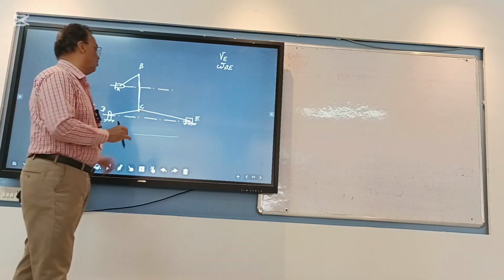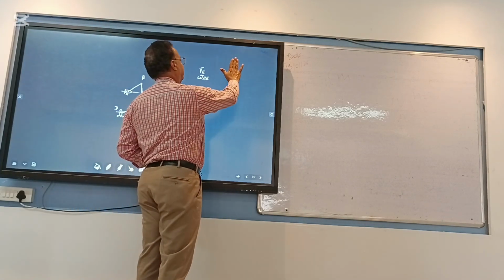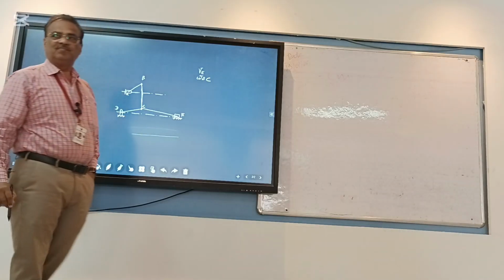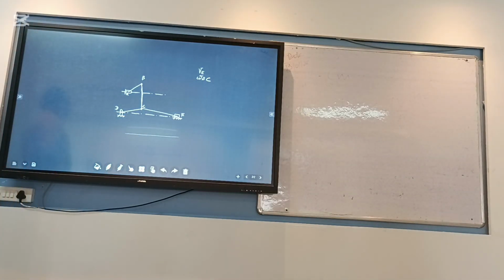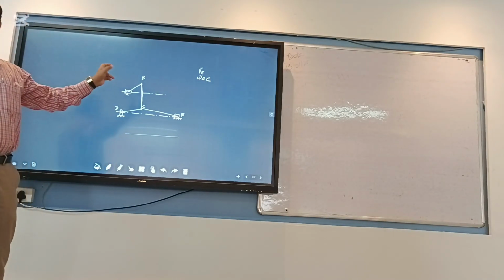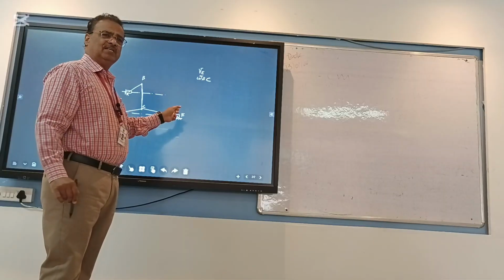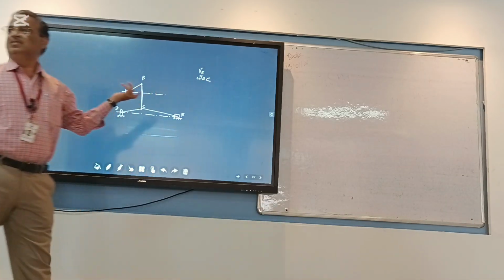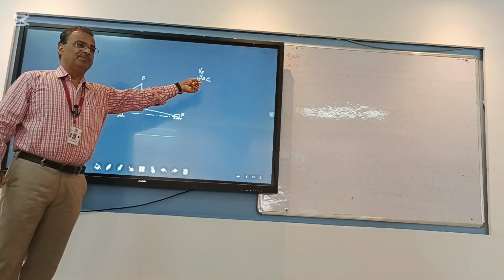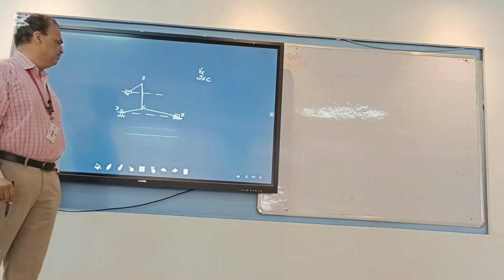and angular velocity of BC. There is no connection between B and E. So angular velocity of BC, because there is no link between B and E. So how to find out angular velocity? There is no connection between B and E, right? So make it correct: angular velocity of link BC.